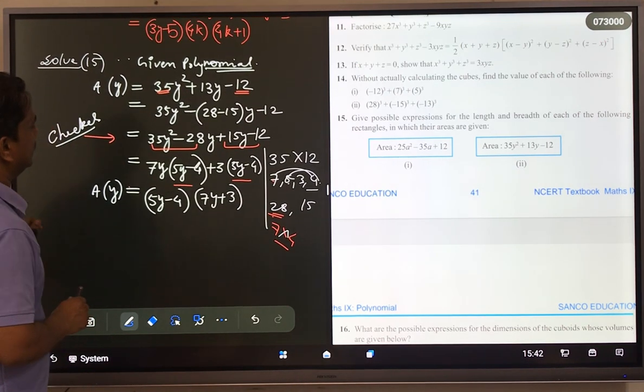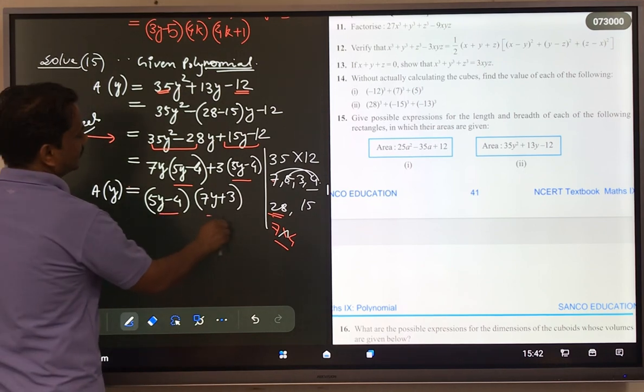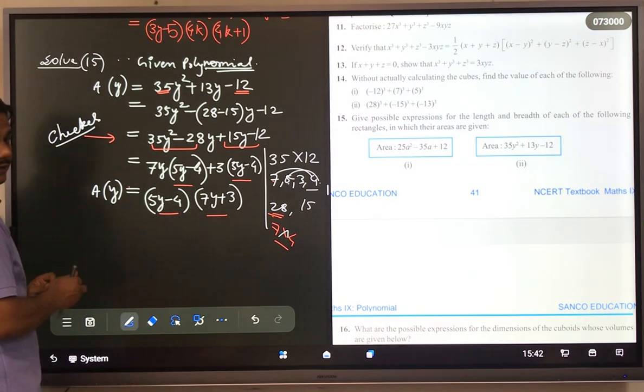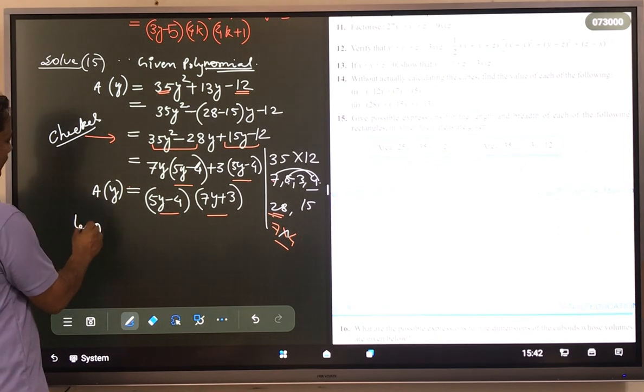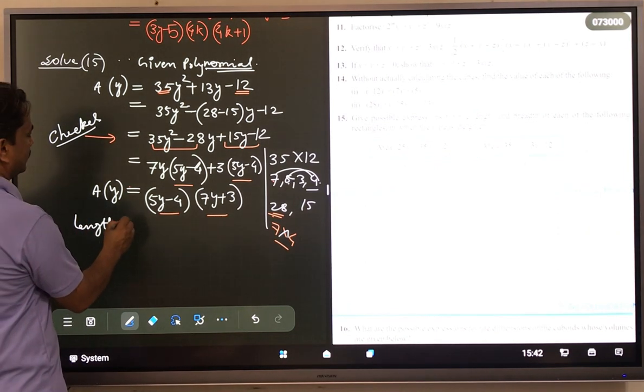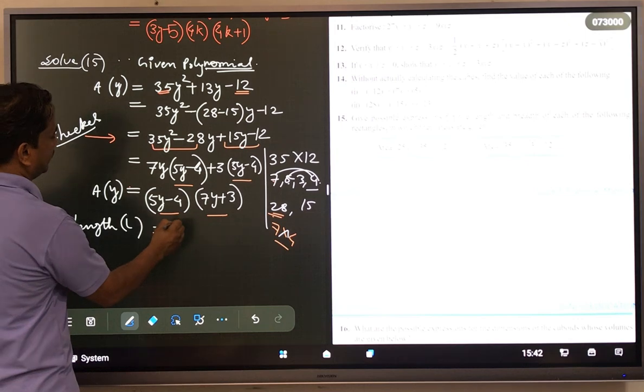That is it. So we brought here the product of the two factors. So here we can say what the length is. Ultimately you have to write, length is what? Length is 5 of y.